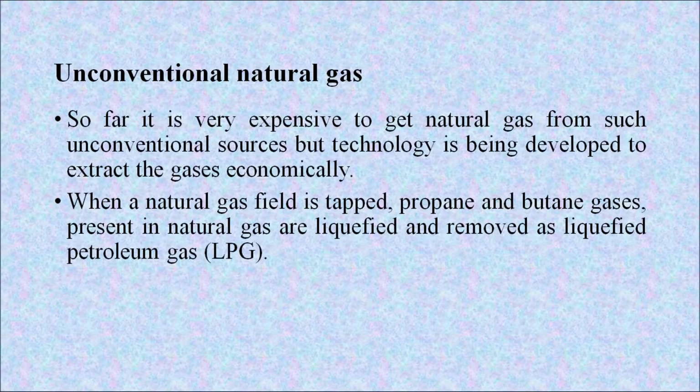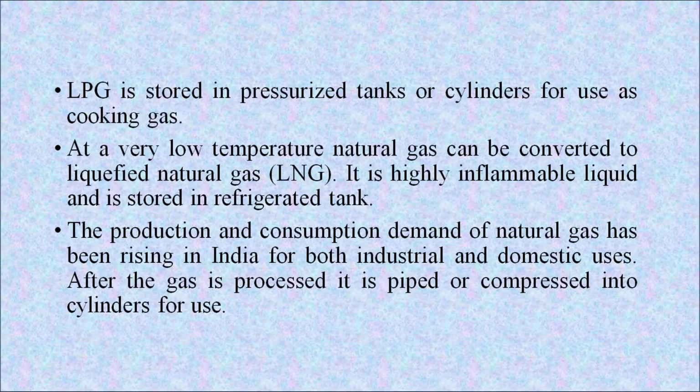Unconventional natural gas. So far, it is very expensive to get natural gas from such unconventional sources, but technology is being developed to extract the gases economically. When a natural gas field is tapped, propane and butane gases present in natural gas are liquefied and removed as liquefied petroleum gas, also called LPG. LPG is stored in pressurized tanks or cylinders for use as cooking gas.